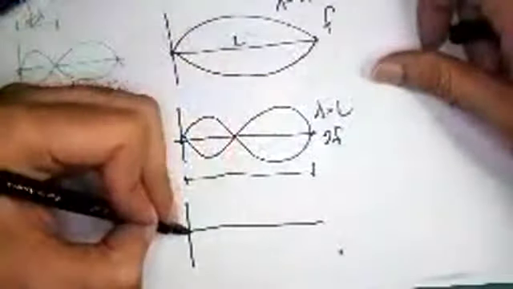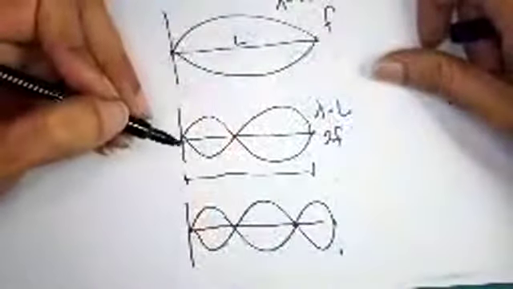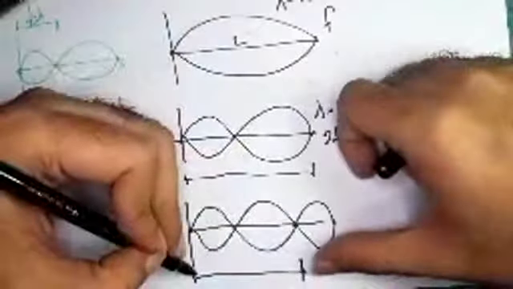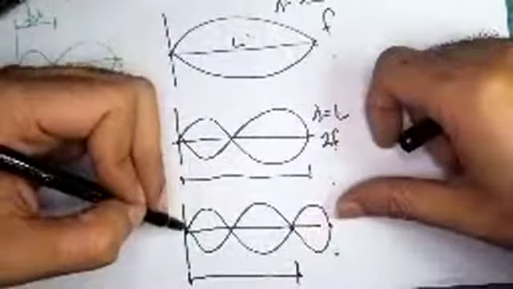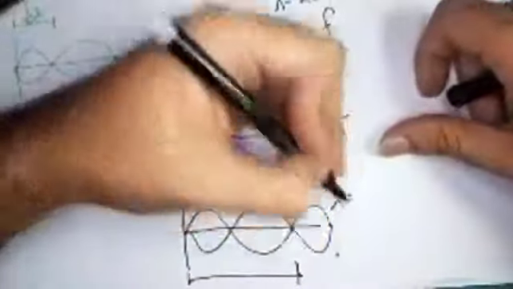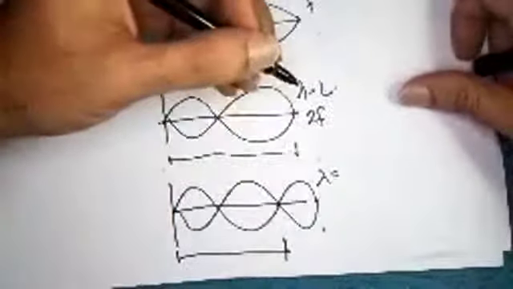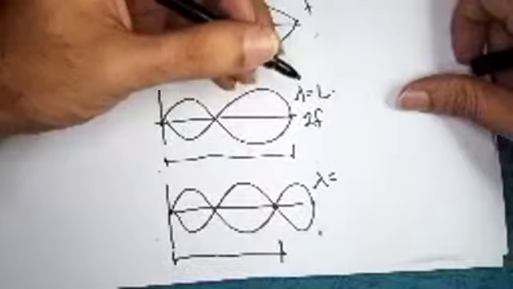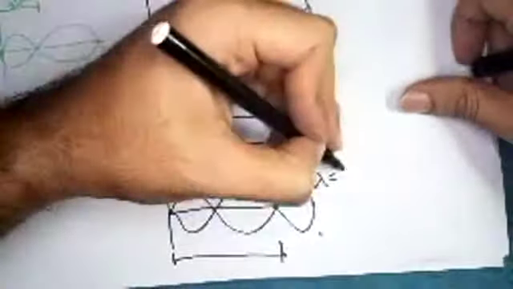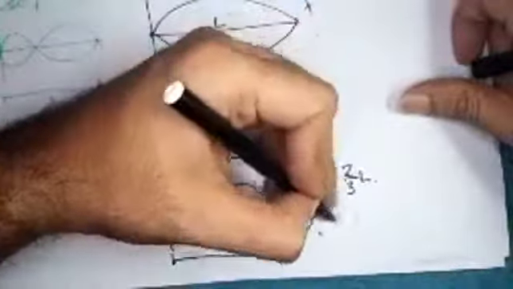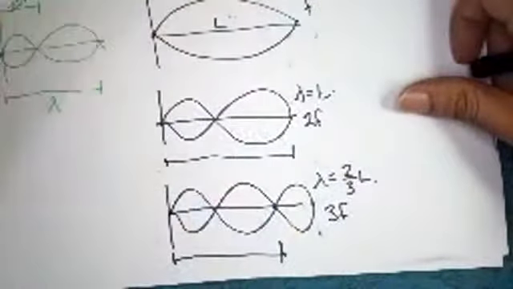And if you take this further, it'll be something like this, right? Now imagine this is lambda. If the string is L, then lambda now is how much? Come on. It's going to be 2 by 3 L. And this is frequency 3F. Does that make sense? Right.